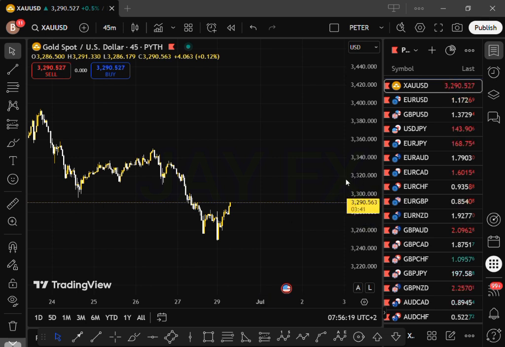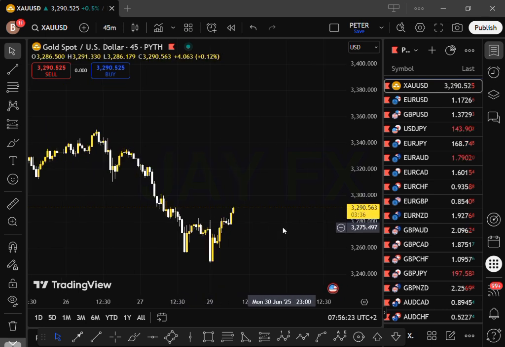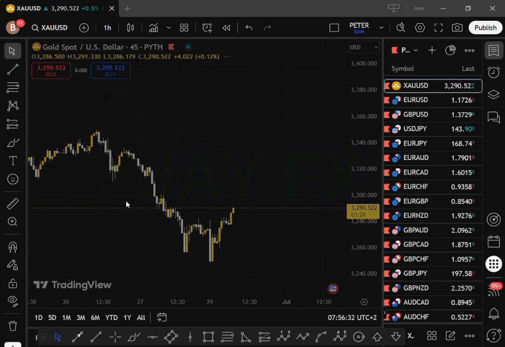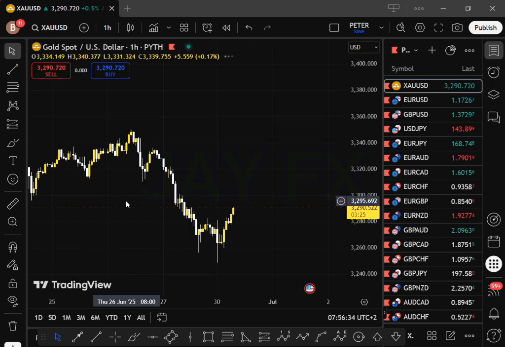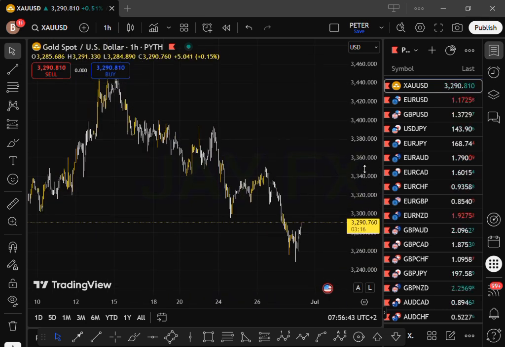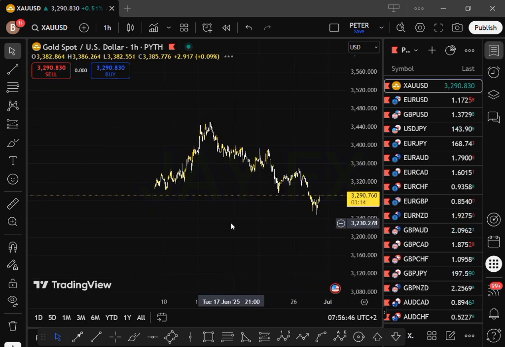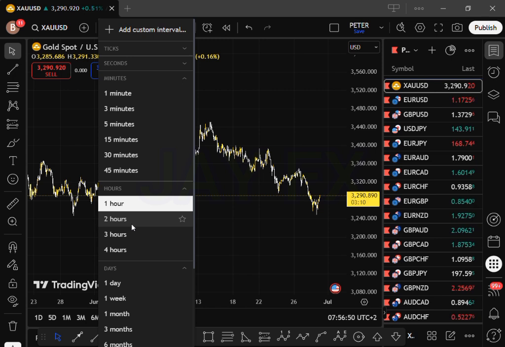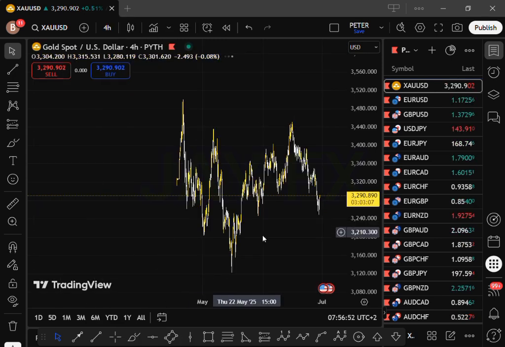Today is Monday, where we're going to check into what you can do with gold. This gold on 45-minute time frame. Let's check 1 hour, then we check if we can get something from it. So as you can see, gold looks oversold from the 1 hour time frame, but if you go to a bigger time frame, gold looks like it's still going down.